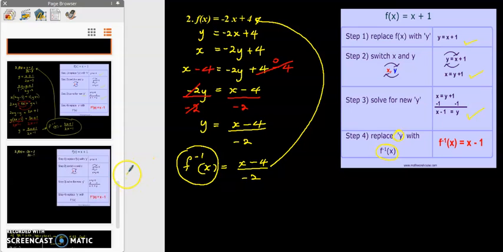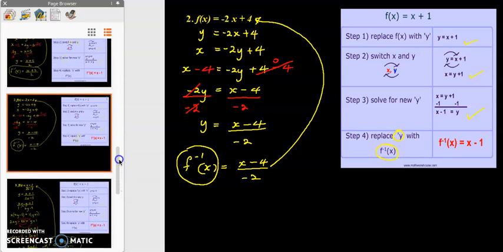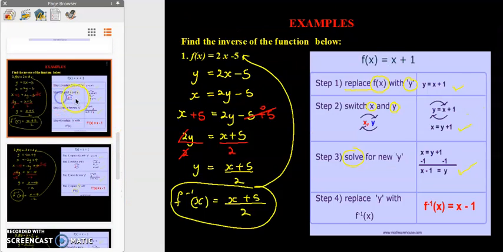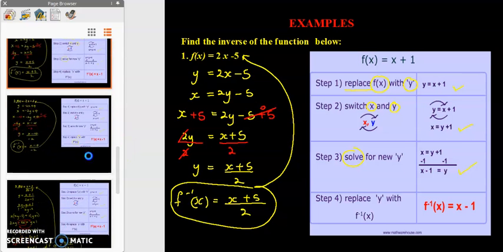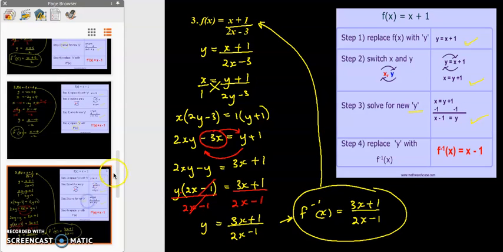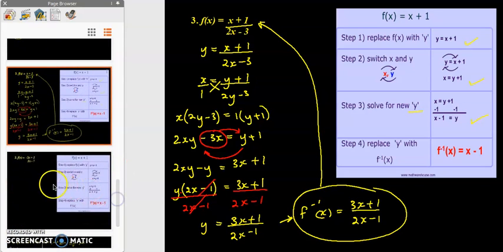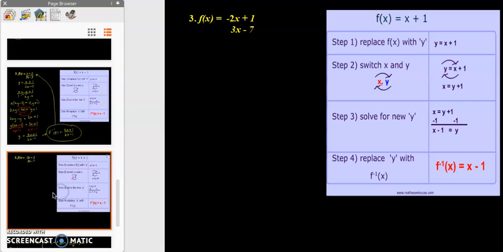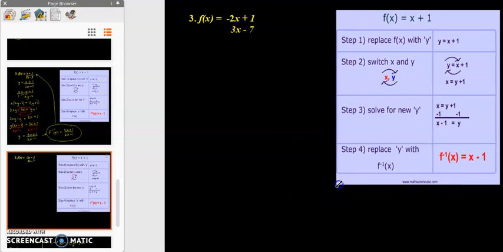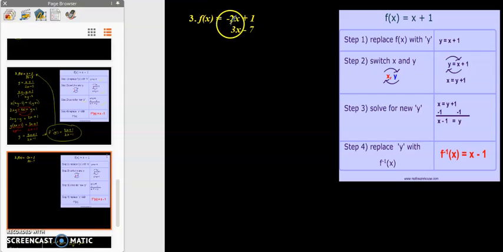So in the previous video I actually found the inverse of two linear functions and also a rational function, right? So I'm going to continue on the rational function. So let's continue with looking at these steps over here. Let me minimize this. Alright, so now we have f(x) equal to negative 2x plus 1 over 3x minus 7.